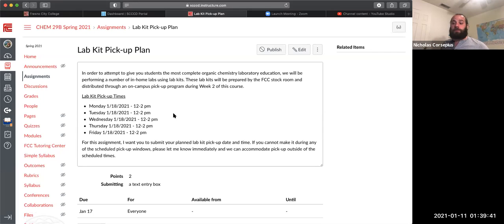That's your assignment for this week, is to tell me, I'm going to be there on Tuesday at 1 p.m. to pick up my lab kit, all that good stuff. So make your plan for how you're going to get to campus to pick up your lab kit.